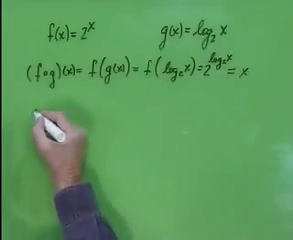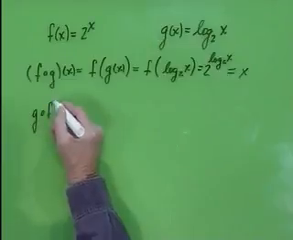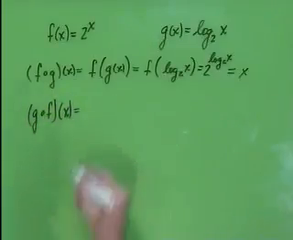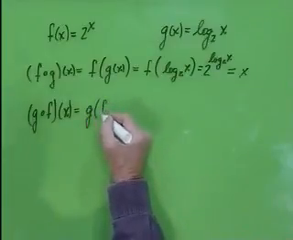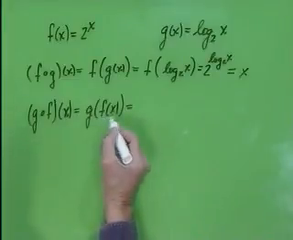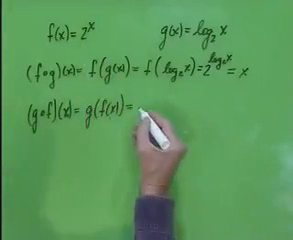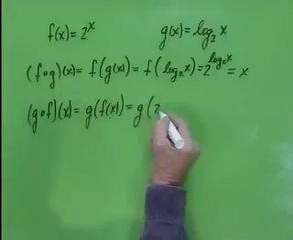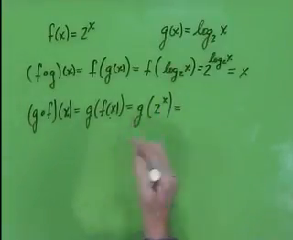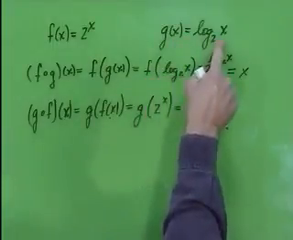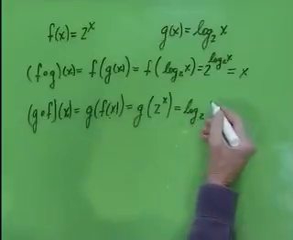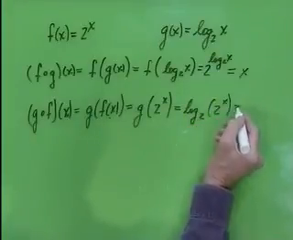Let's try it the other way around. Suppose I take the composition g of f of x. So that's g parentheses f of x. And to evaluate this, I'll substitute for f of x. f of x is 2 to the x. So this is g of 2 to the x. And what does g do to that? Well, g takes any number, and it takes the log base 2 of it. So g will take the log base 2 of 2 to the x.